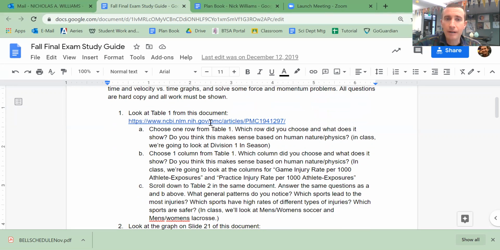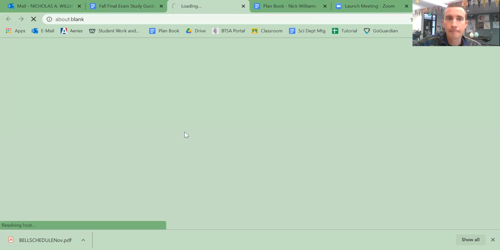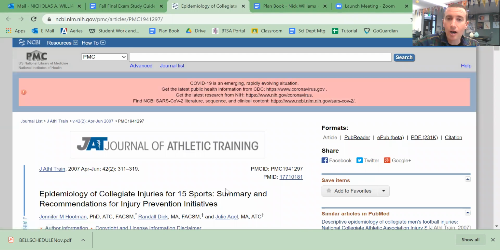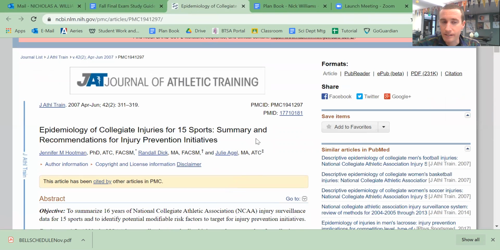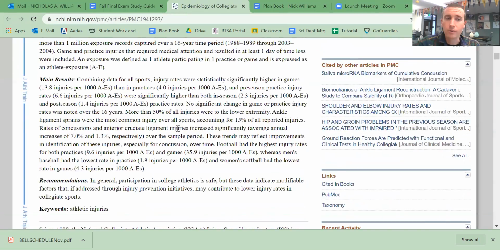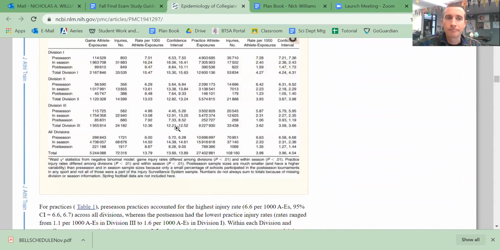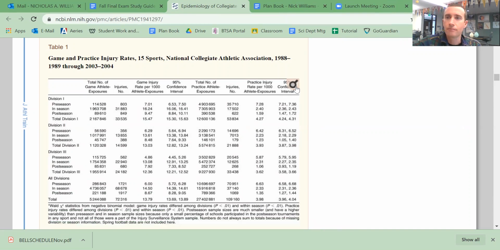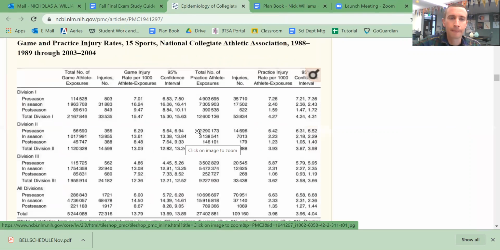So we're going to start by looking at this article. This article is an epidemiology, and it's specifically looking at college athletics injuries. So these are people who play sports for their university. So let's take a look at table number 1. We'll zoom in here. Oops, actually, I'm not sure if this shows on yours, so I'm just going to zoom this way. There we go.